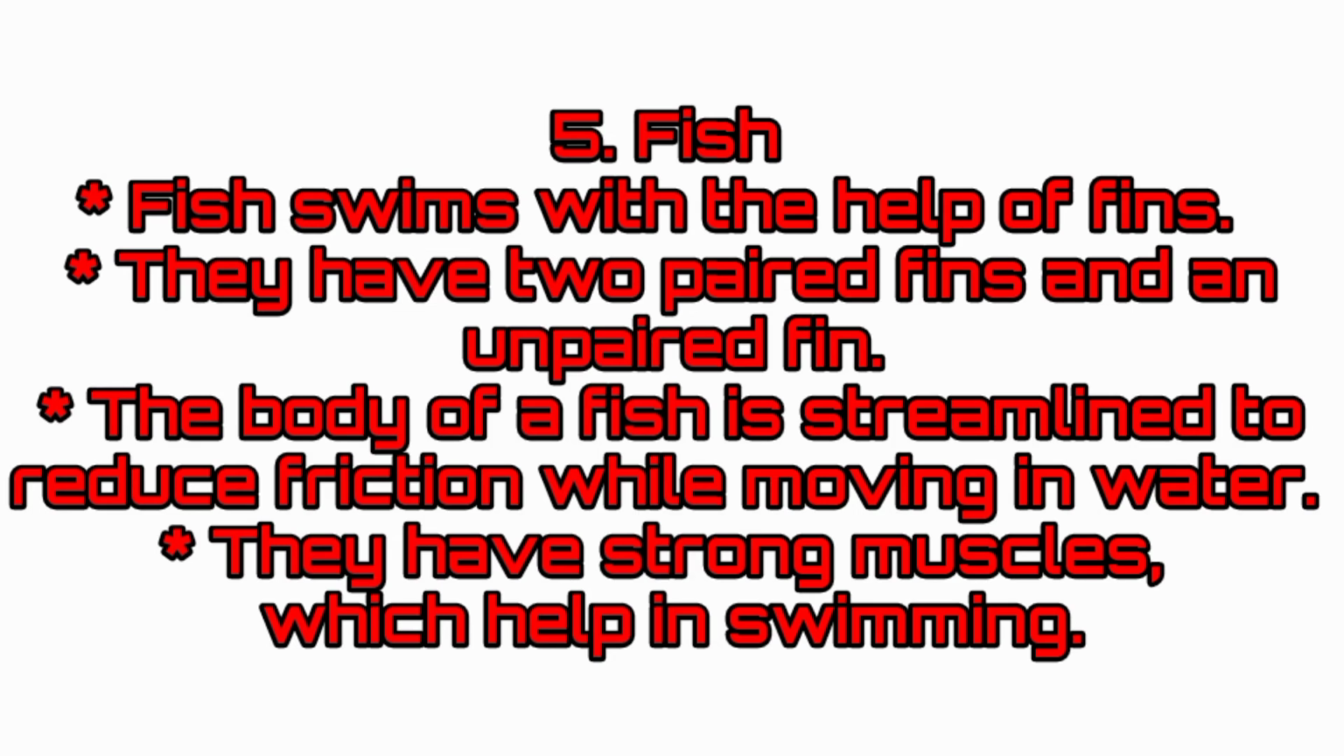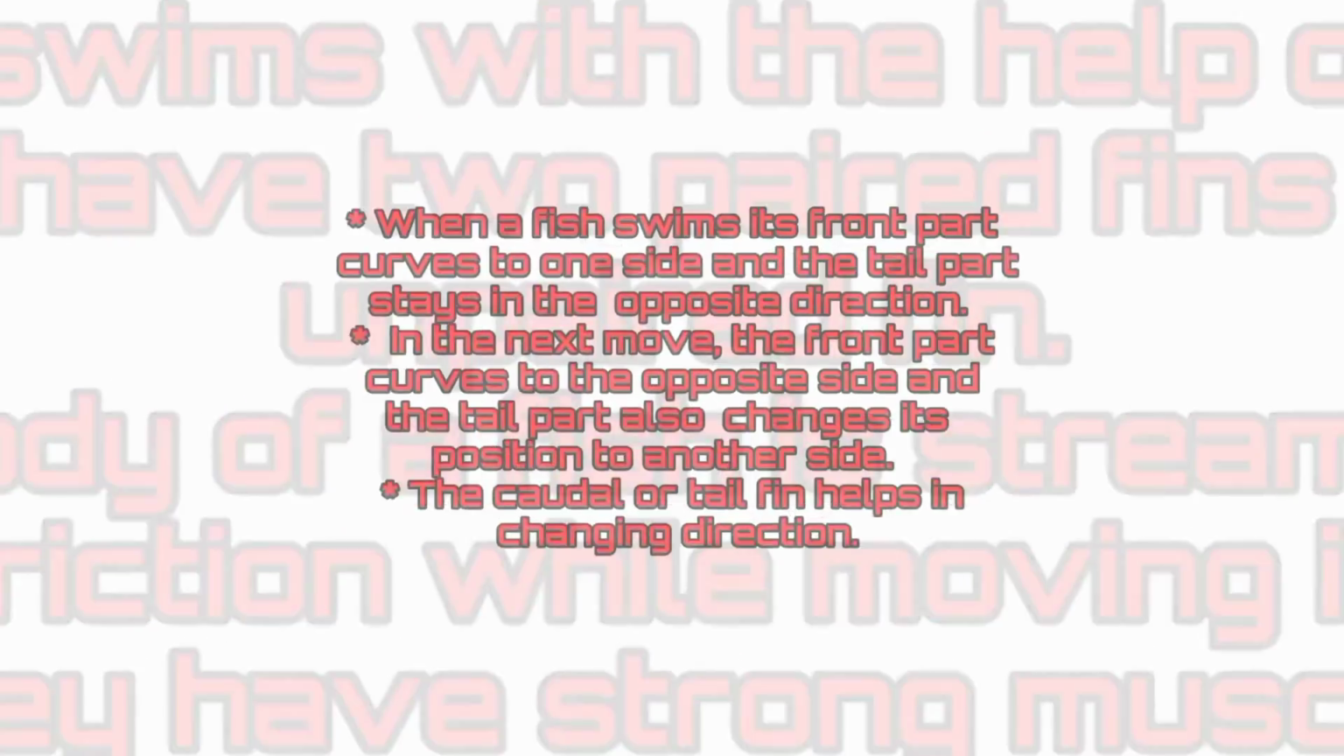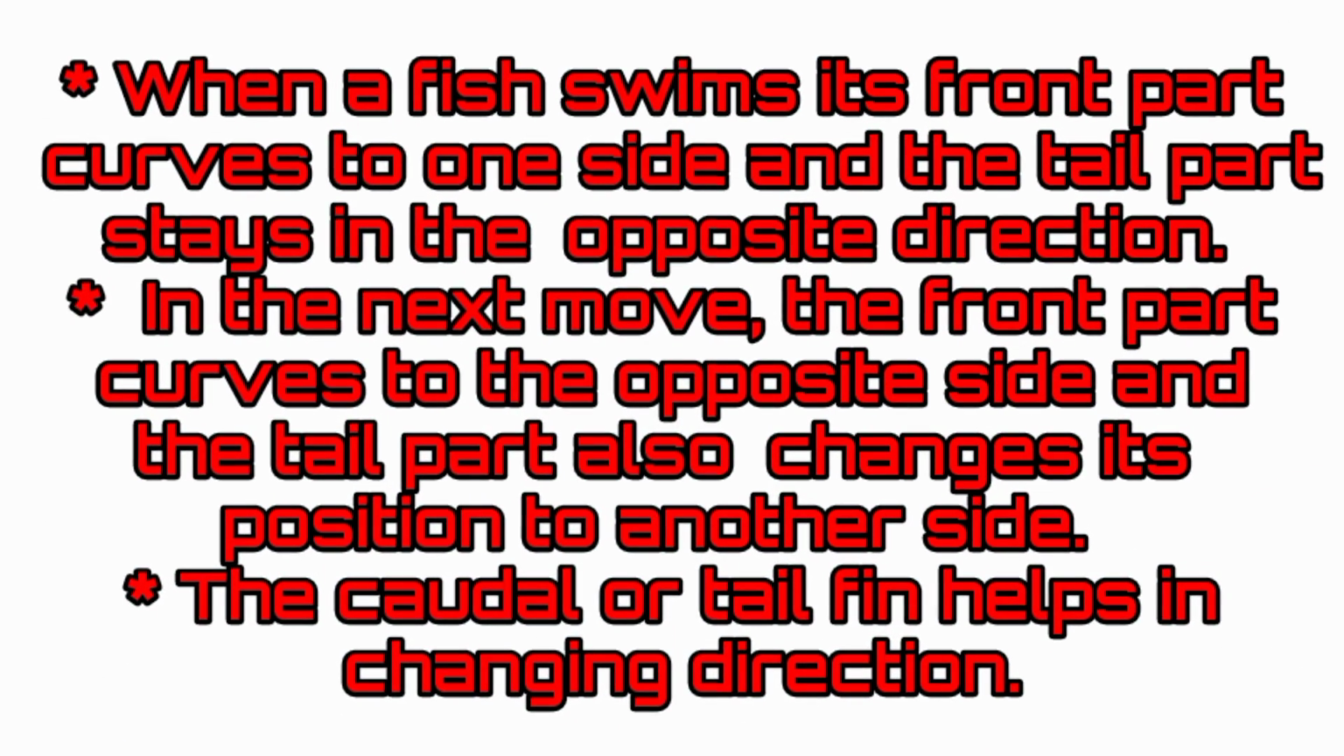Fish. Fish swims with the help of fins. They have 2 paired fins and an unpaired fin. The body of a fish is streamlined to reduce friction while moving in water. They have strong muscles which help in swimming. When a fish swims, its front part curves to one side and tail part stays in the opposite direction. In the next move, the front part curves to the opposite side and the tail part also changes its position to another side. The caudal or tail fin helps in changing direction.